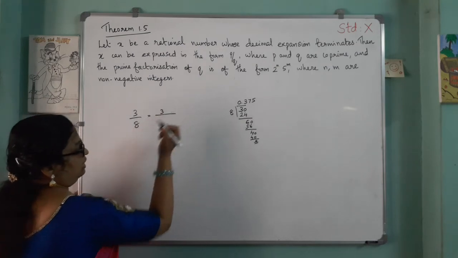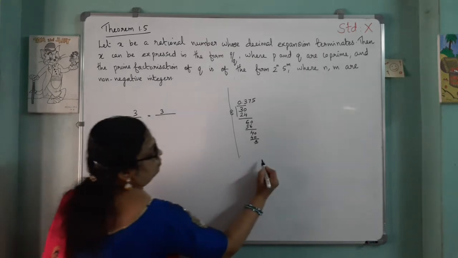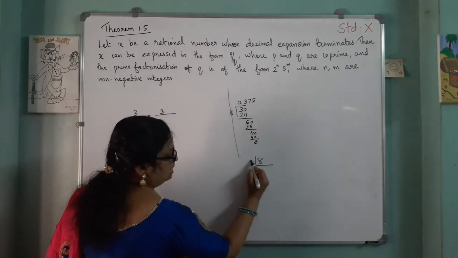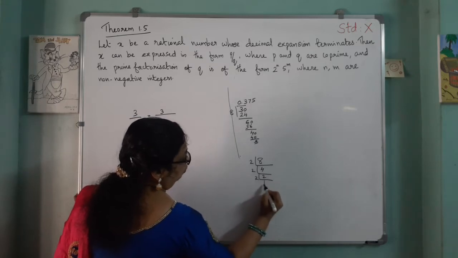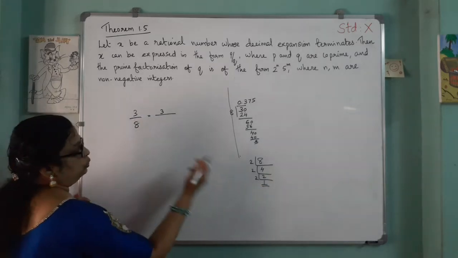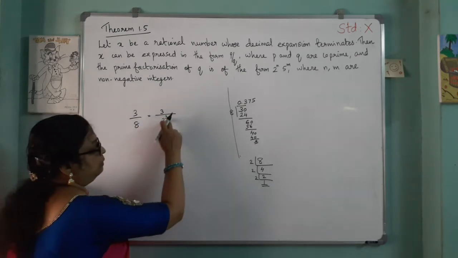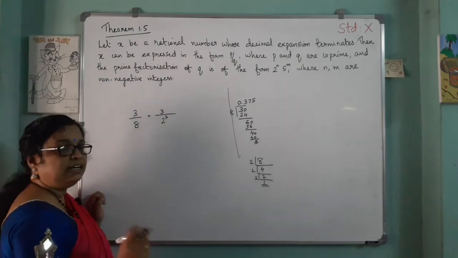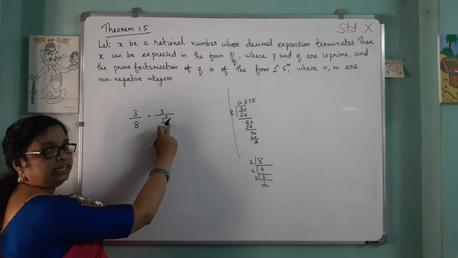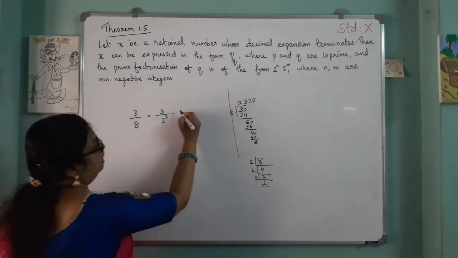This is one way. Then prime factorization of 8: 8, then 4, then 2, 2, 1. That is 2 into 2 into 2, that means 2 cube. So 3 divided by 2 cube. That is the power of 2. 2 cube is there, and 2 into 5 is 10, that we know. 2 cube is in the denominator, so we multiply both numerator and denominator by 5 cube.